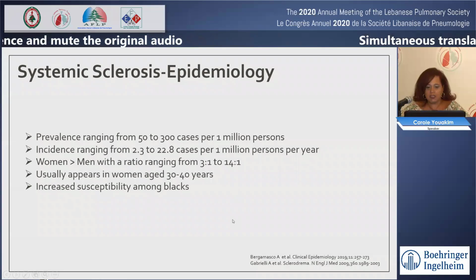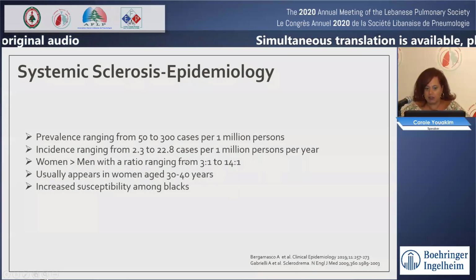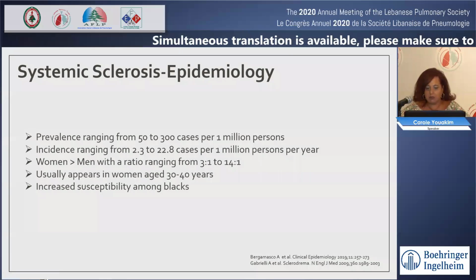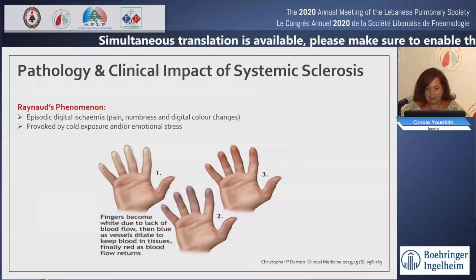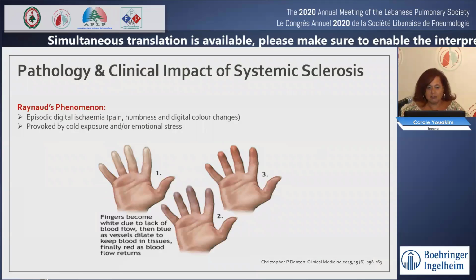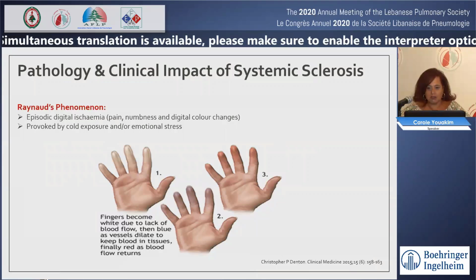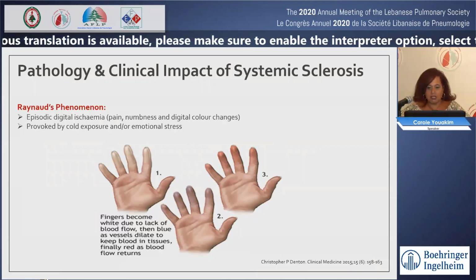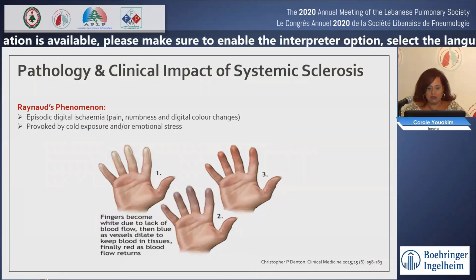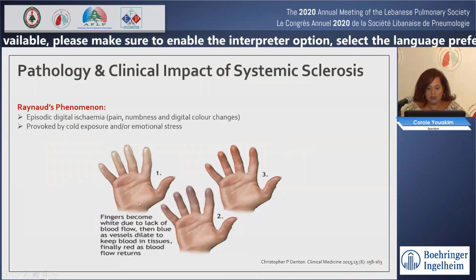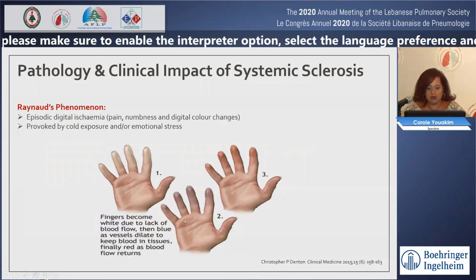It usually appears in women aged 30 to 40 years, so very young patients, and an increased susceptibility to systemic sclerosis has been reported among Blacks. Skin involvement is the hallmark of systemic sclerosis. It usually starts with the onset of Raynaud phenomenon. Here you have the 3 phases of Raynaud phenomenon.